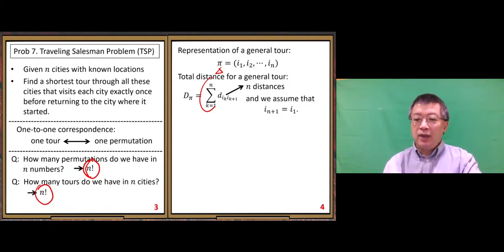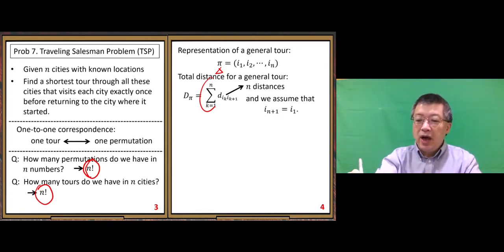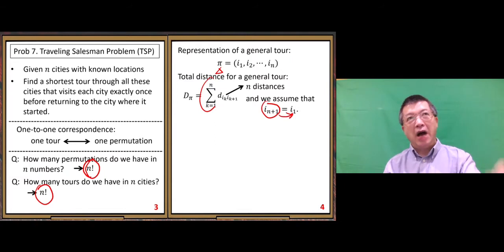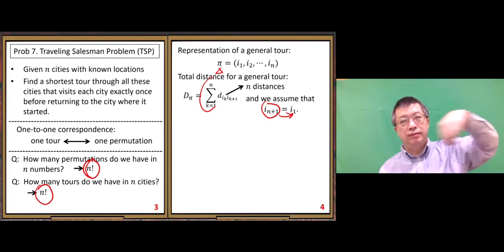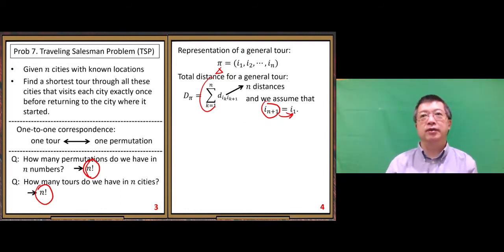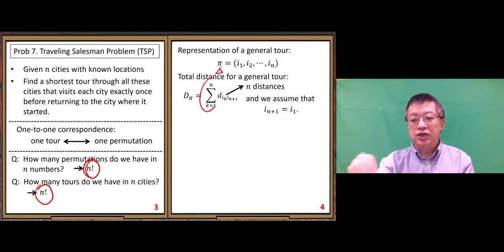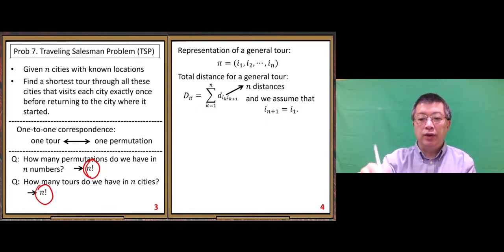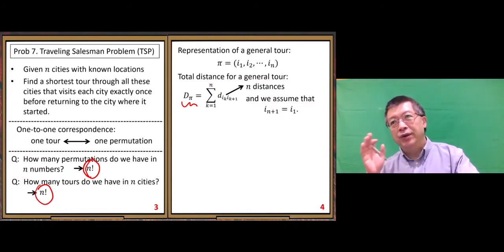And because at the end you need to get back to the original city, we make i_(n+1) equal to i_1. After city n, the nth city, the next one is back to the first one. That's the meaning. So with that, you can represent the total distance of one tour in this way. After that, we can look at the total cost.